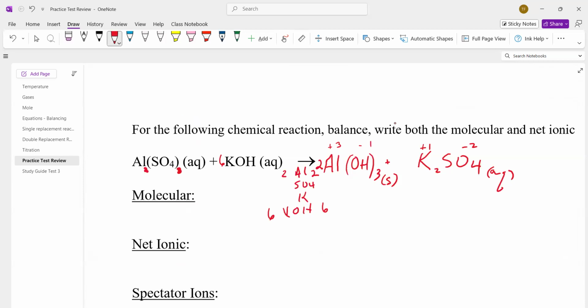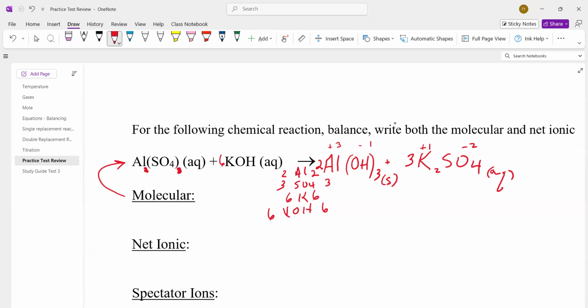Okay, what about potassiums? We've got 6 potassiums, 2 potassiums. So let's put a 3 here to make it 6 potassiums. What about sulfates? Well, we've got 3 over here, and we have 3 on the left. So now it's balanced. So this would be the molecular equation.